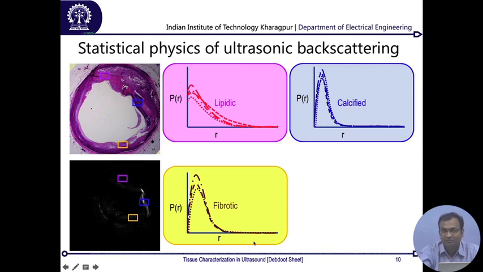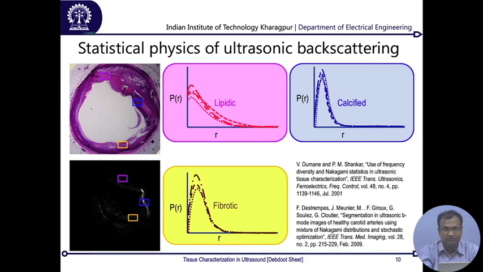So that definitely means that if I have a parametric form of representing this, and that parametric form is my Nakagami distribution, then some parameters of my Nakagami distribution should be specific to lipidic tissues. There should be a bound of parameters, or a group of parameters within Nakagami, which will specify that it comes from lipidic tissue. There will be a group of parameters which would specify that it is calcified tissue, and a group which would specify that it is fibrotic tissue, and this is what we make use of in our problem.